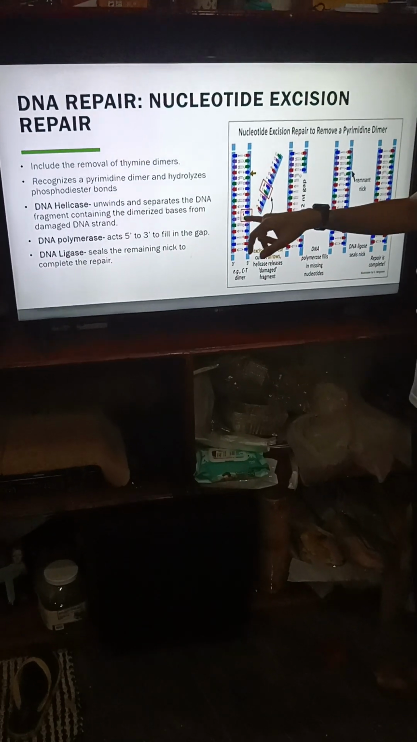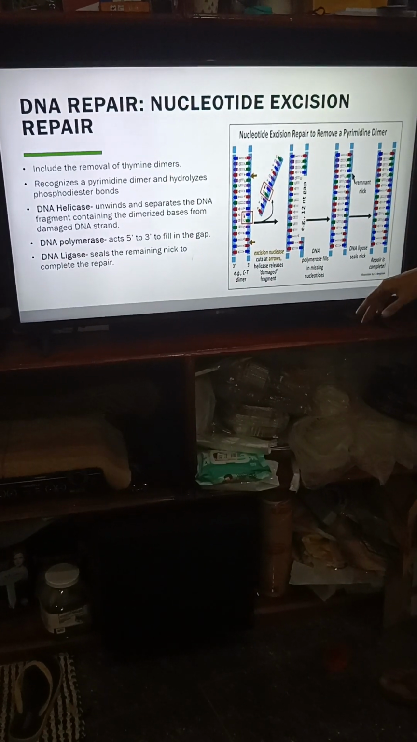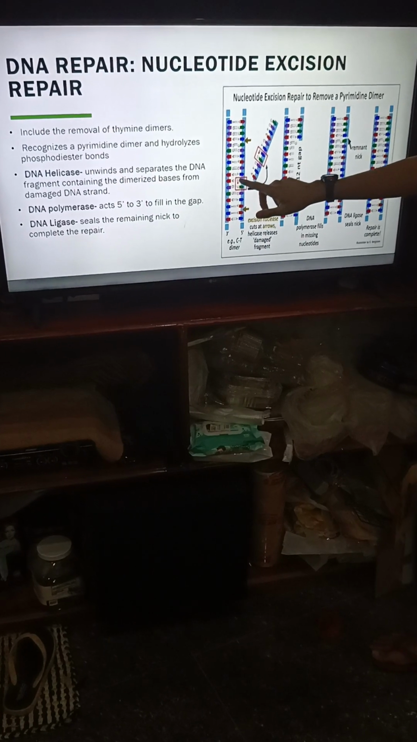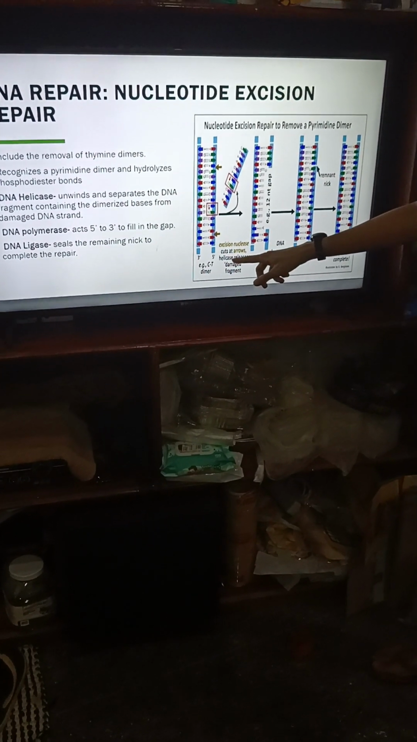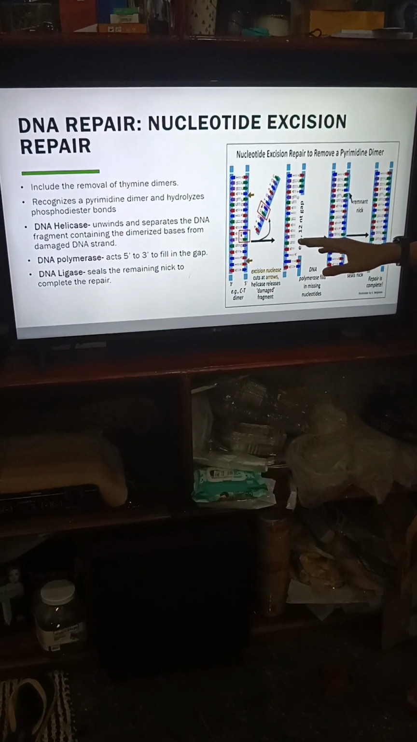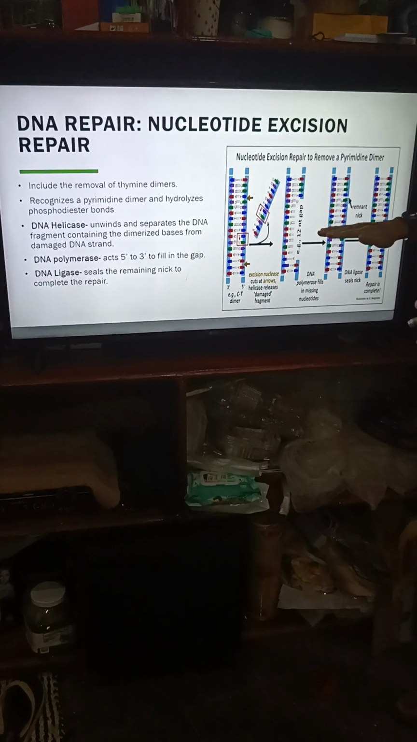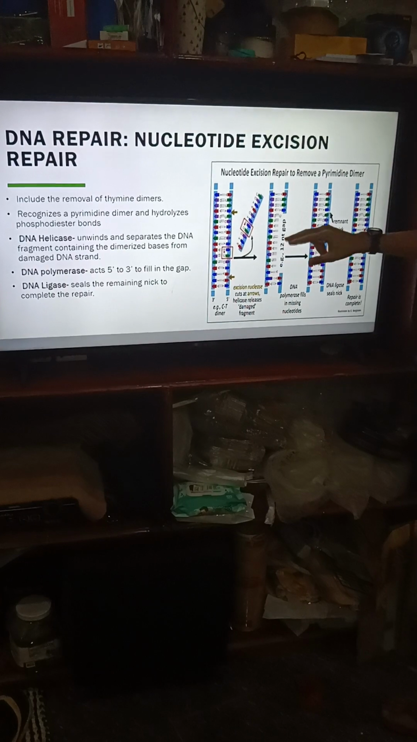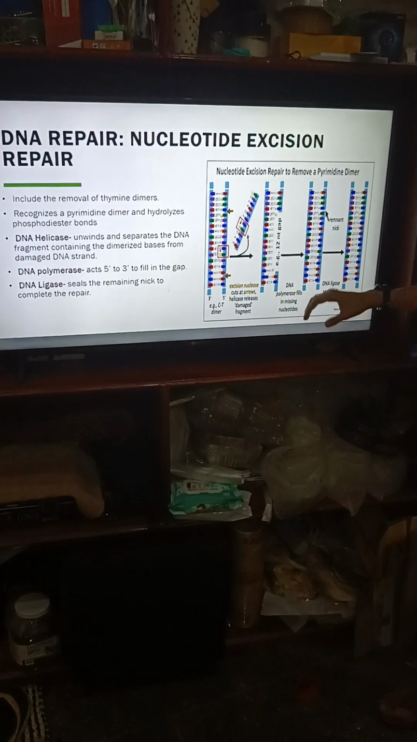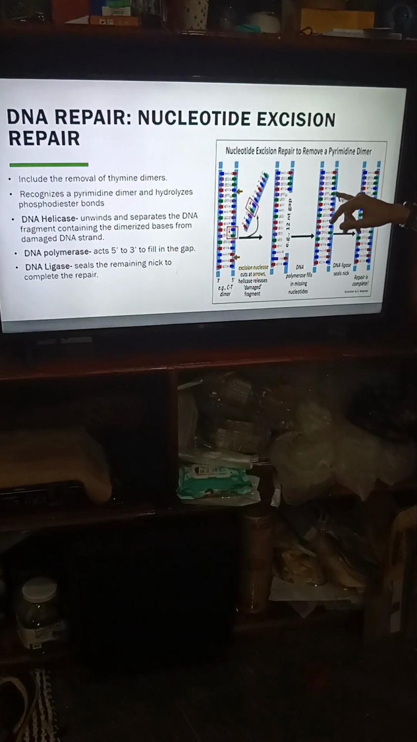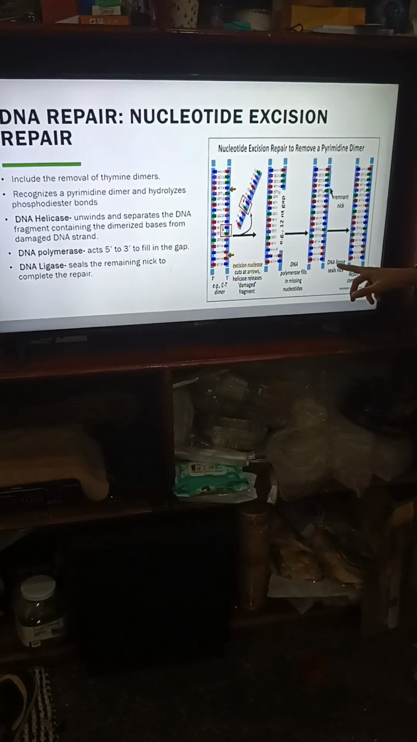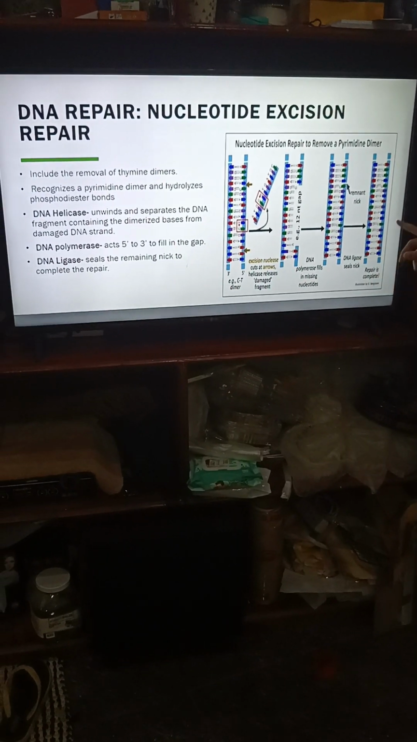For example, there is a dimer present in the sequence between the cytosine and the thymine base, where excision nuclease cuts at the arrows, and helicase removes the damaged fragment, forming a 12 nucleotide gap, and the DNA polymerase fills in the missing nucleotides. And once it is sealed or nicked by the DNA ligase, the repair is complete.